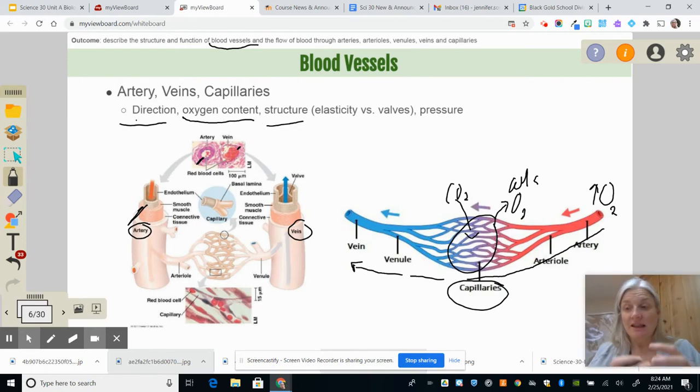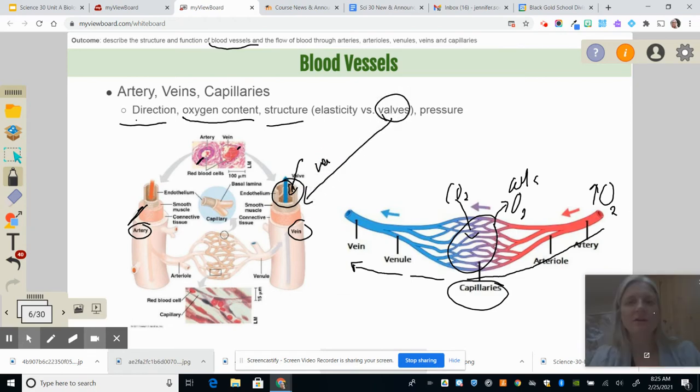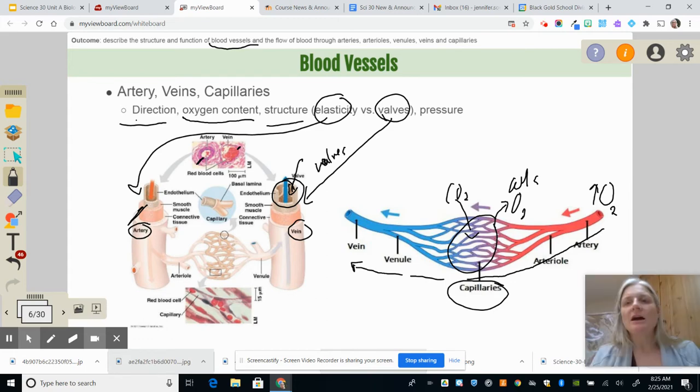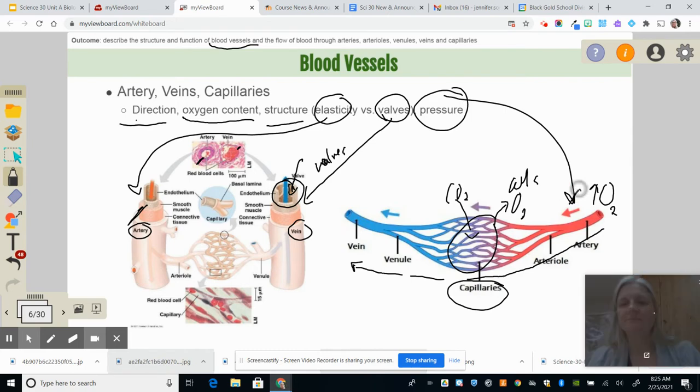Arteries have very elastic walls because they're under high pressure. When the heart beats, they expand and then they contract, so they add some pressure to that vessel. Veins have valves. Okay, only veins have the valves. Arteries do not, and the elastic walls are in the artery. And the most pressure is found in the arteries.